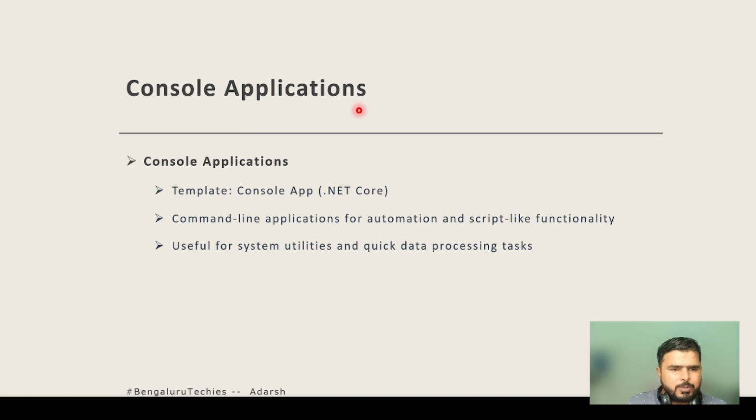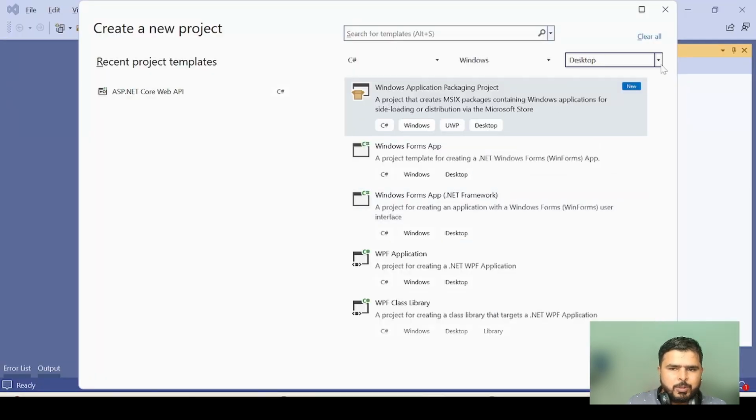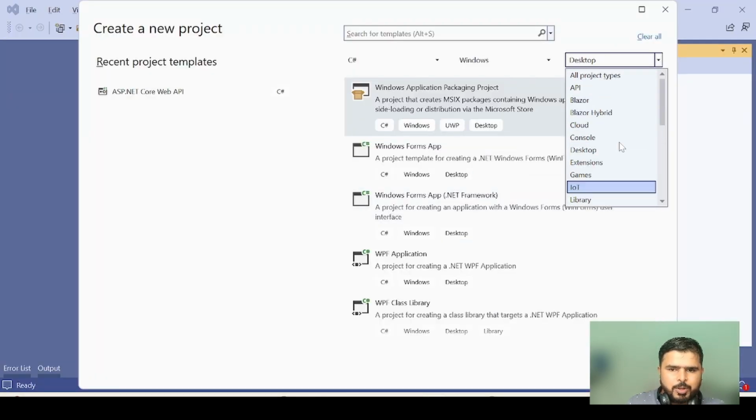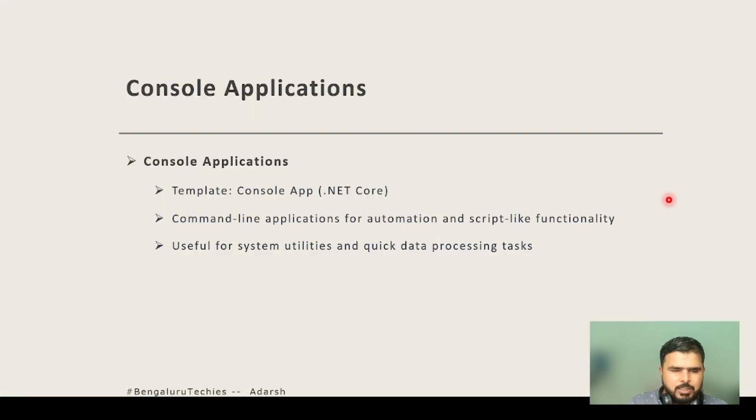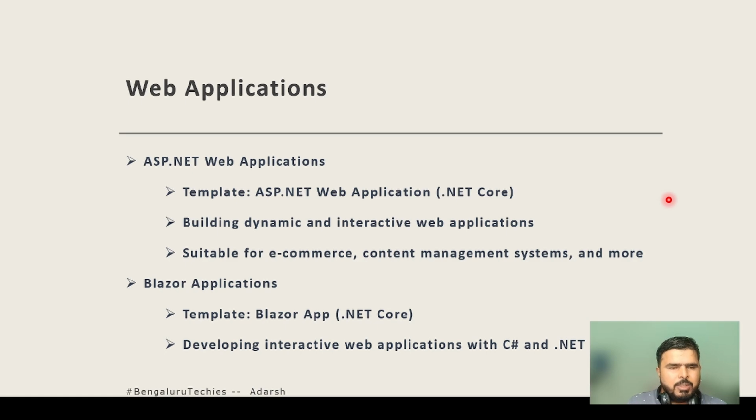So let's switch back to Visual Studio and see where you can notice this one. Under this drop down, if you see under console application, these are the two templates. One is for .NET Core, another is for .NET Framework. So let's again switch back to our presentation and continue with the next category, web applications.